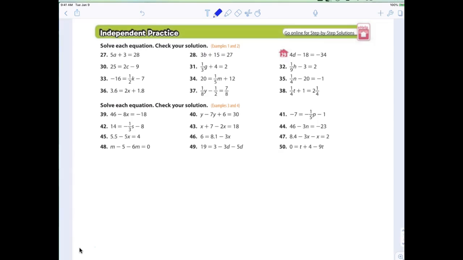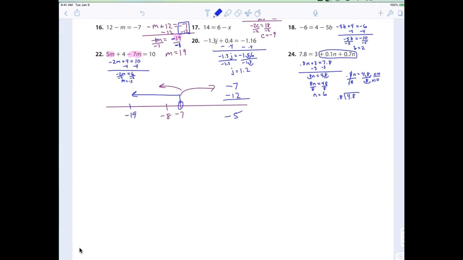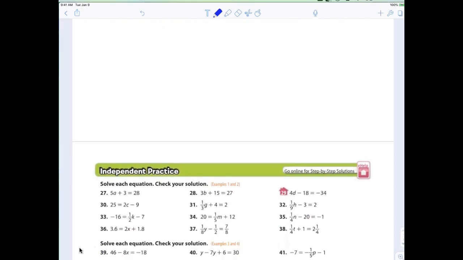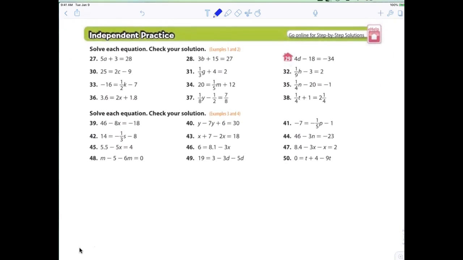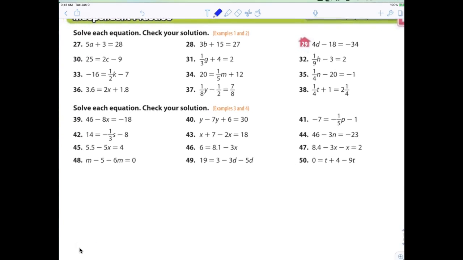Yes, ma'am. Oh, I'm sorry. Oh, yeah. There was no... Where's 20? Yeah, 26 is a word problem. Thank you. So 28, start with 28 to 50. All right, 28 to 50. Very good.